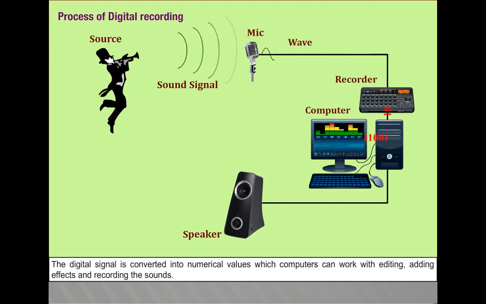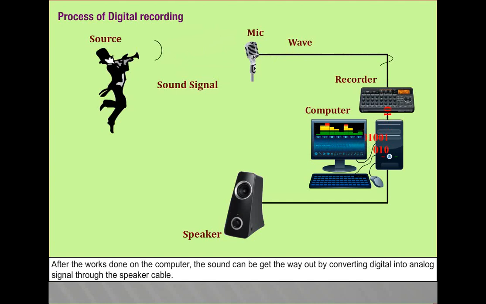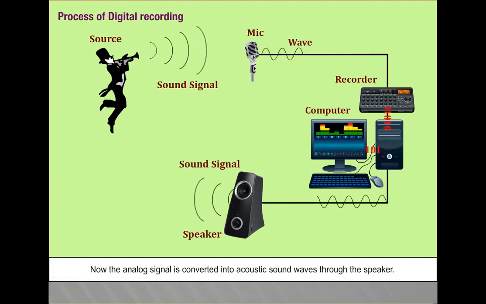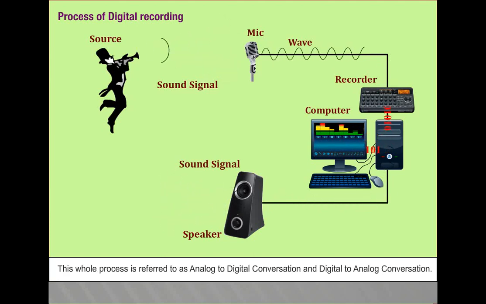The digital signal is converted into numerical values which computers can work with: editing, adding effects and recording the sounds. After the work is done on the computer, the sound can get out by converting the digital signal into an analog signal through the speaker cable. Now, the analog signal is converted into acoustic sound waves through the speaker. This whole process is referred to as analog to digital conversion and digital to analog conversion.